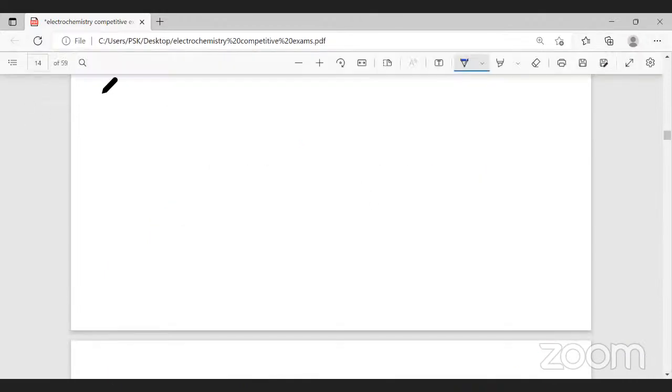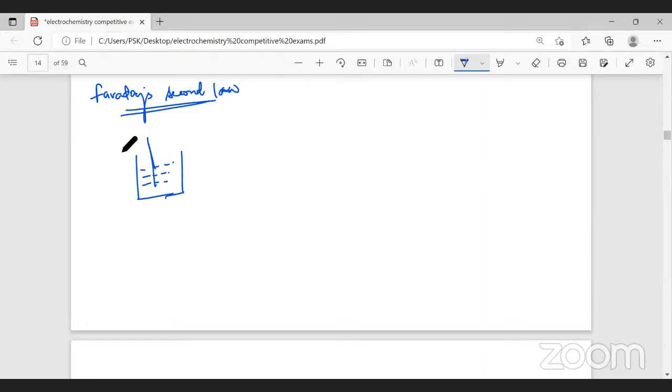Now, Faraday's second law we are going to talk about. What is Faraday's second law? Just observe this illustration. Later, we will come to the definition part of it. I take an electrochemical cell. In this I have an anode and a cathode, connected to the power supply, and the electrolyte is sodium chloride.